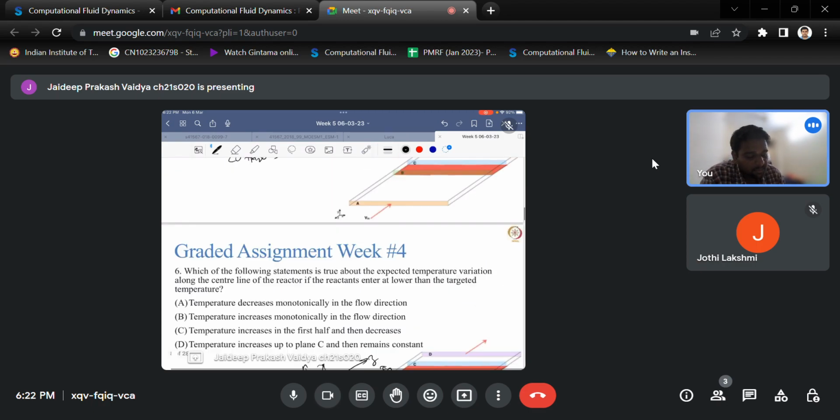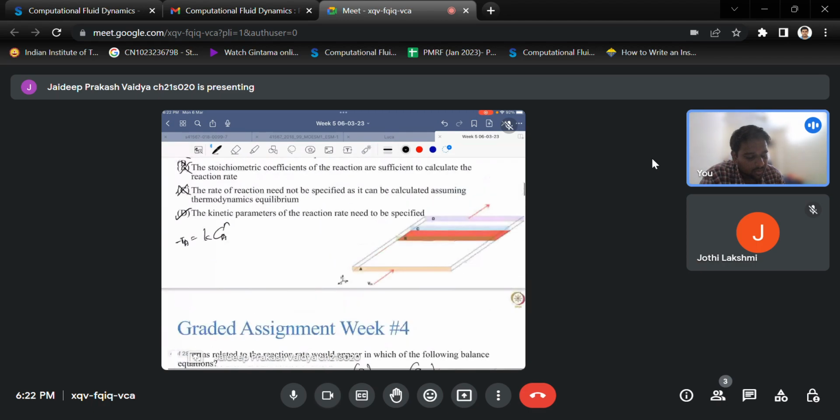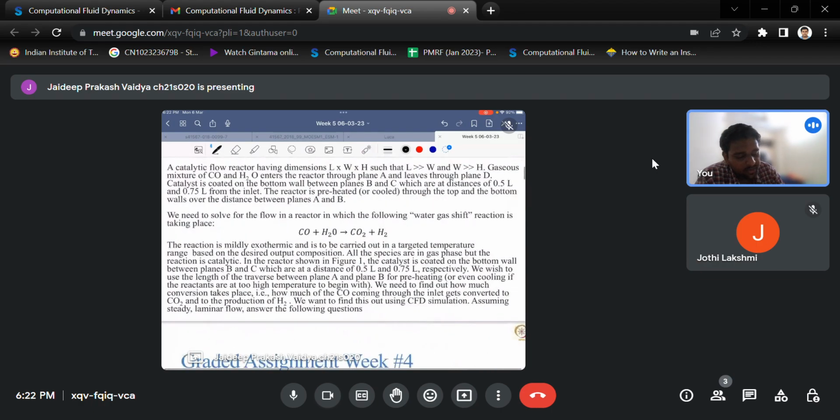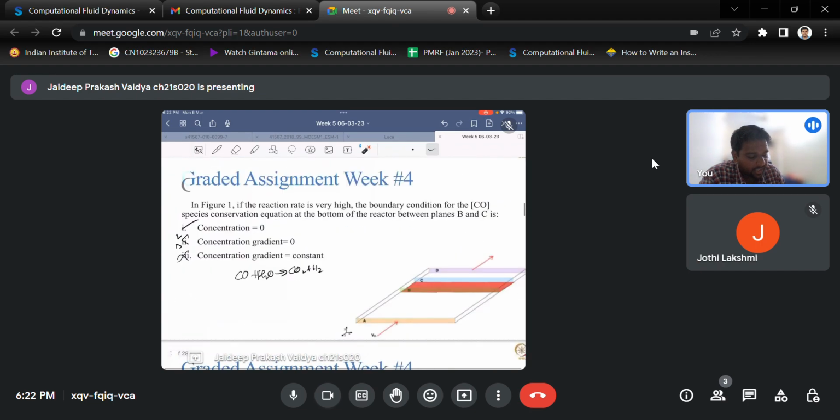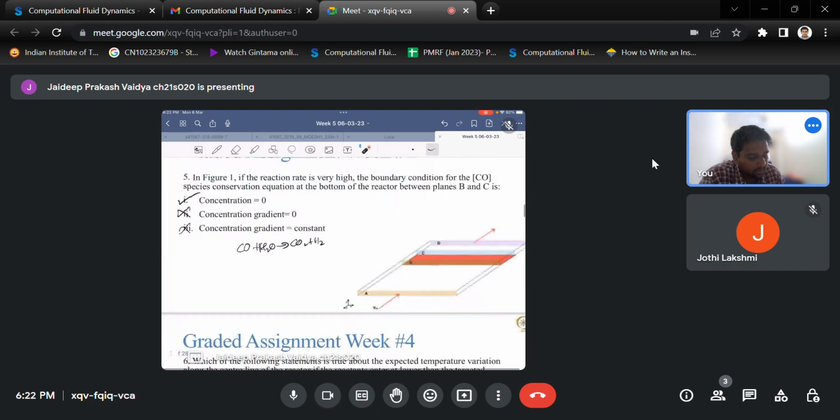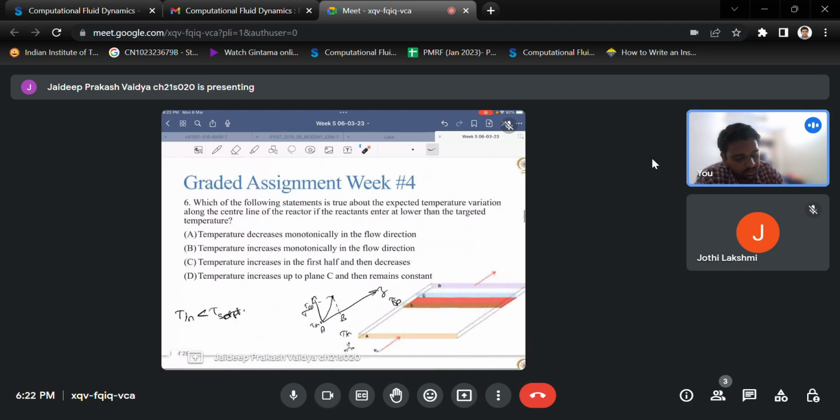Now we know that as per our question, that's the whole story we had read earlier, the reaction is mildly exothermic. So when the reaction is exothermic, the temperature continues to increase until plane C. After C, the reaction is stopped because there is no more catalyst available, and because of that, it will remain constant. So the correct answer is D. The temperature increases up to plane C, then remains constant.